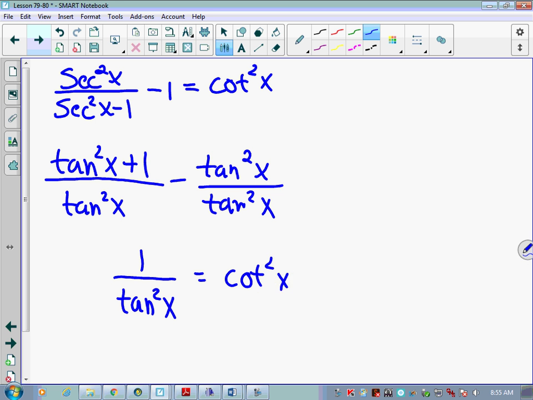Is that as hard as what it seemed like it was going to be? Because cotangent squared x is obviously the reciprocal of tangent squared x. So I just needed to get everything into terms of tangent squared x and then get a reciprocal for it. I know that these are questions that if they showed up on a test, you're not going to do them. So that's why I'm not spending a huge amount of time on this.